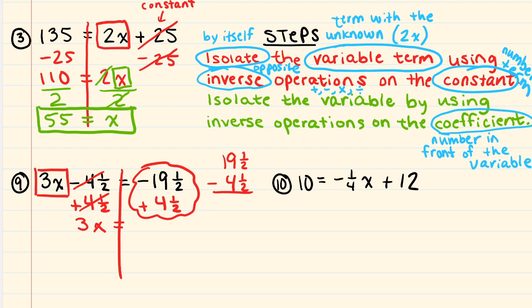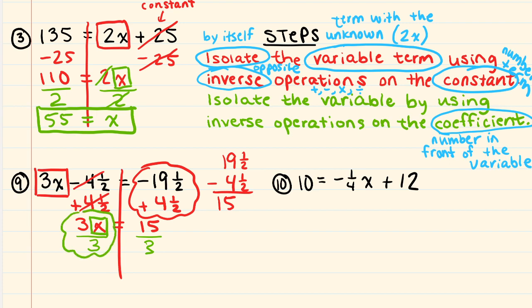1/2 minus 1/2, that goes away, so there won't be any fractional part. 19 minus 4 is 15. So we got 3x equals 15. Step 2. Isolate the variable by using inverse operations on the coefficient. So to get rid of times 3, I'm going to have to divide by 3. Do it on both sides.